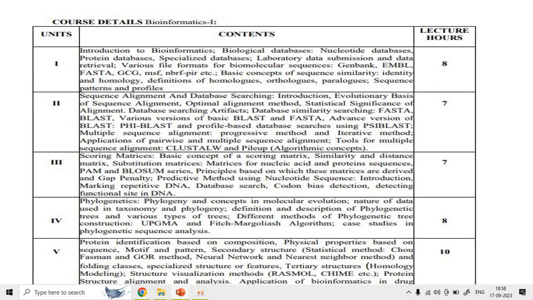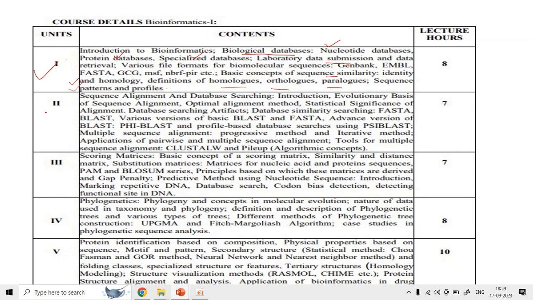So see here, this is your first unit. In this unit we will talk about biological databases. There are 3 types of databases: nucleotide, protein and specialized databases, and there are data submissions and various file formats and some basic concepts of sequence similarity like homologs, orthologs, paralogs and sequence pattern profiles. These are the small 2 marks questions. You can easily find these questions in 2 mark questions. So we will discuss this in detail.